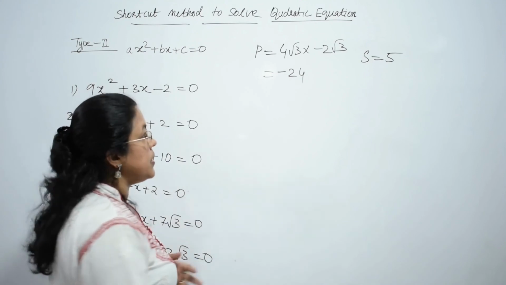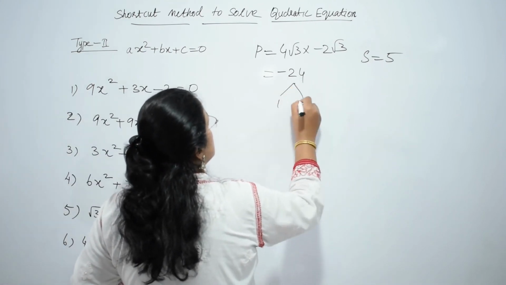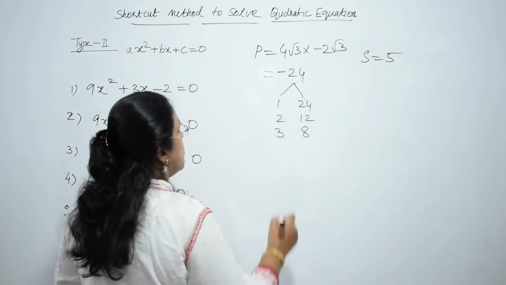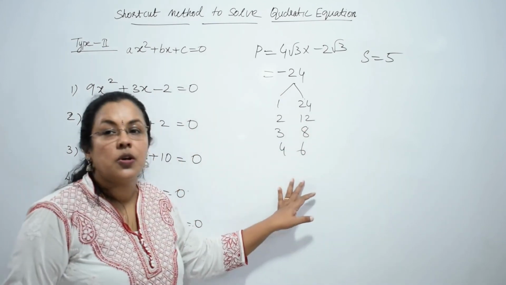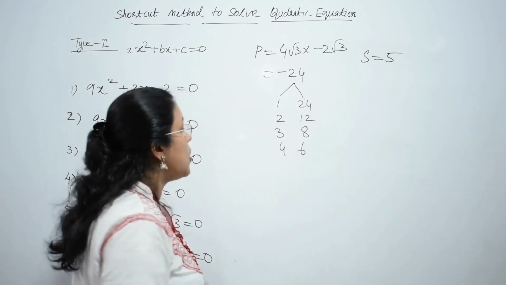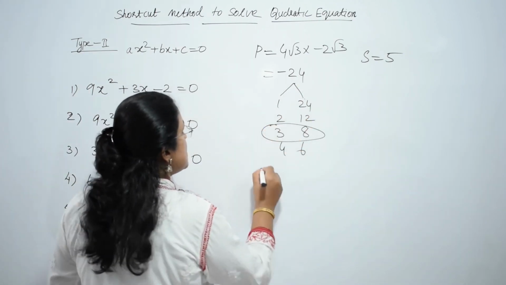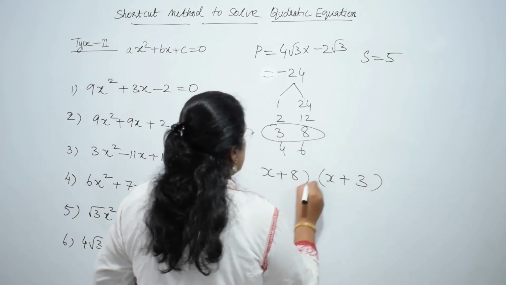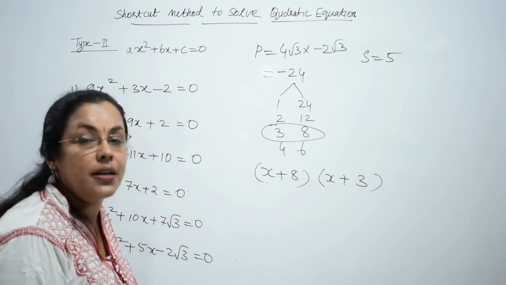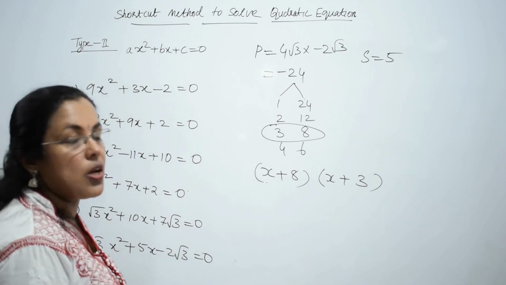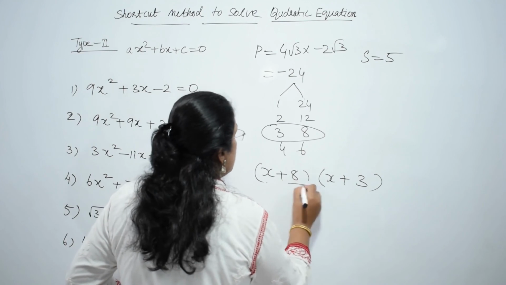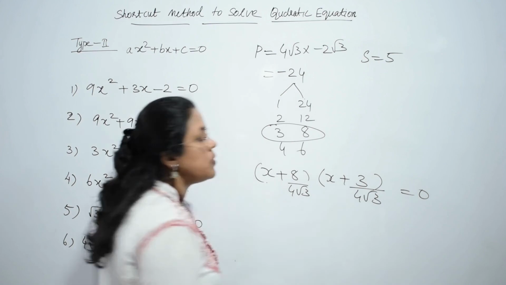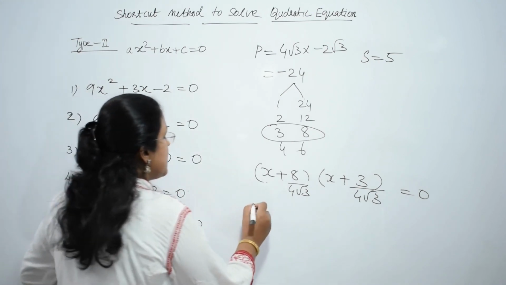So factorize 24 to find the pair. 1, 24, 2, 12, 3 eights are 24, 4 sixes are 24. Which pair satisfies the condition? Of course 3 and 8. Means we can write it as x plus 8 into x plus 3. Not completed, we have to divide it using the coefficient of x square, by 4 root 3, is equal to 0. Now what is the value of x?